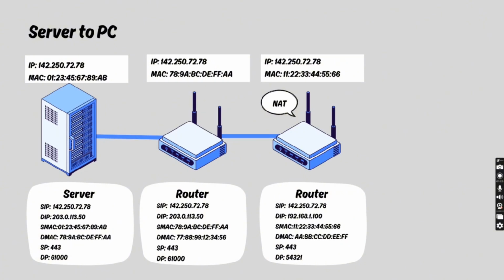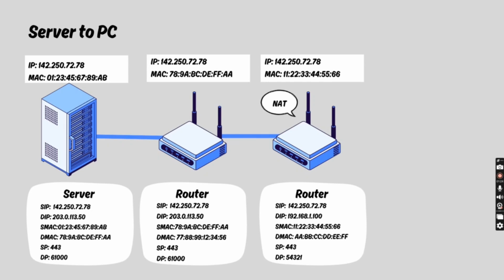The source IP remains the same, which is 142.250.72.78, because it is coming from the server, and the source MAC address is updated to router 1's MAC address, which is 112233445566, and the destination MAC address is now set to the PC's MAC, which is AABBCCDDEEFF. Additionally, the destination port is restored from 6100 to 54321. This is the port originally assigned by the PC when the request was initiated.